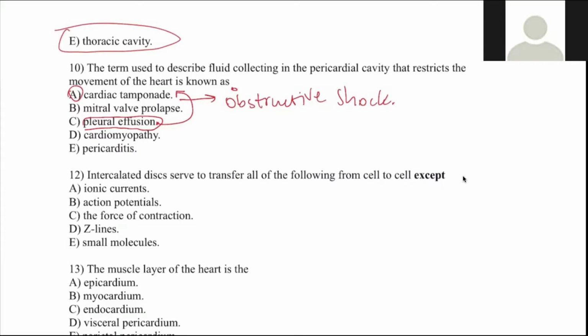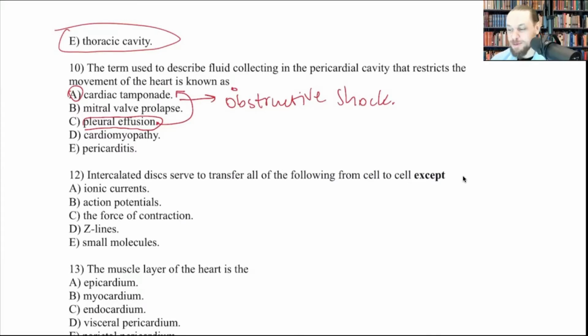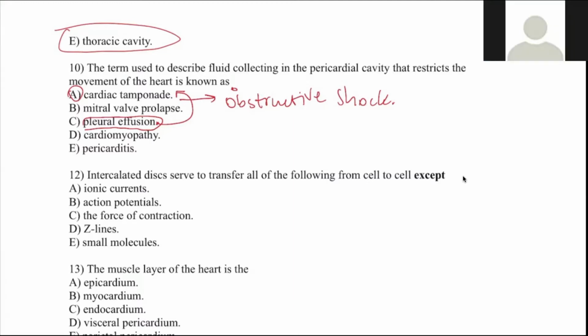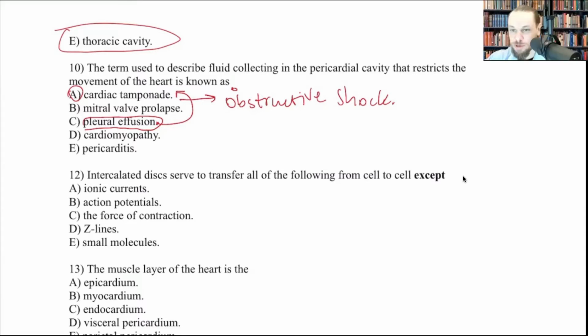Lasix. What is it? Lasix? I don't know. Lasix will not really help. Pericardiocentesis. Who said it? Helmi said it.